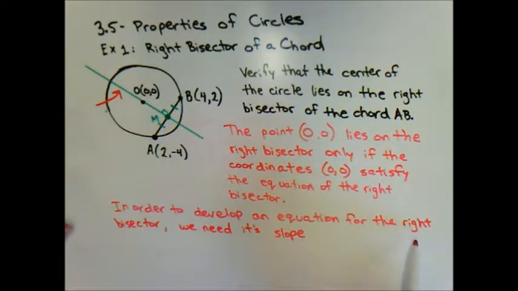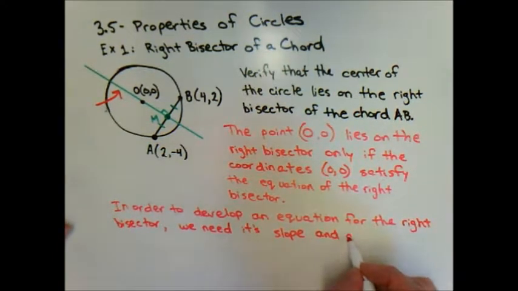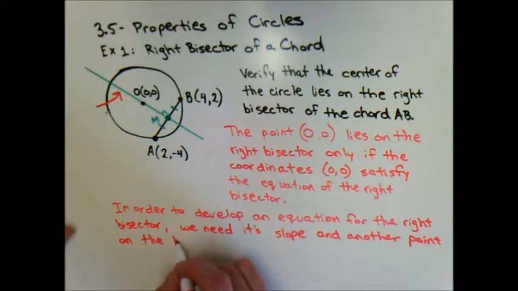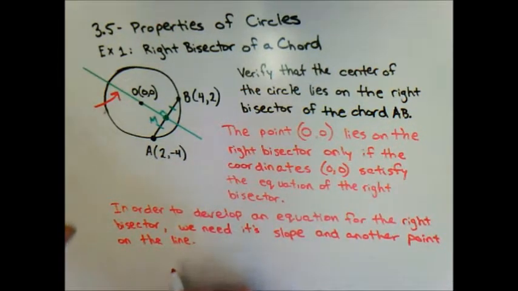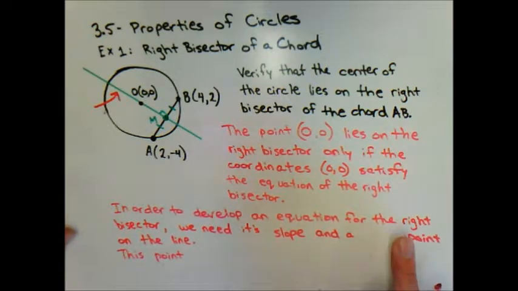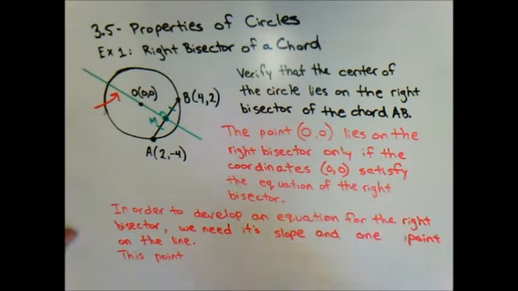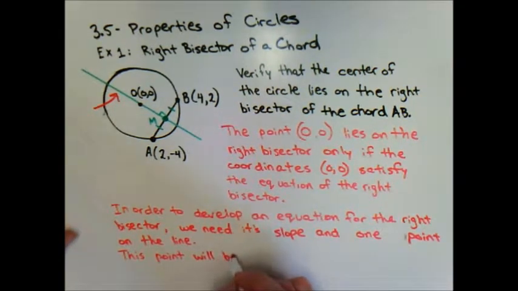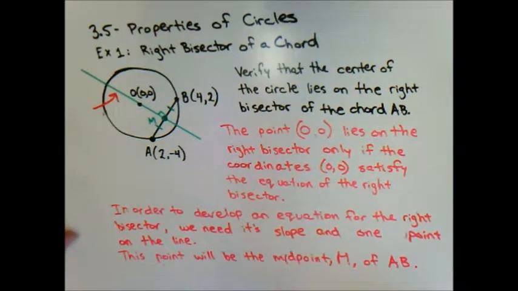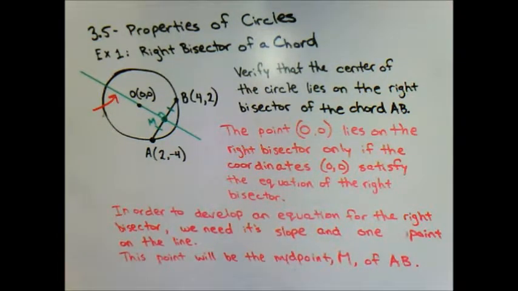So in order to develop an equation for the right bisector, we need its slope and one point on the line. This point will be the midpoint M of AB.